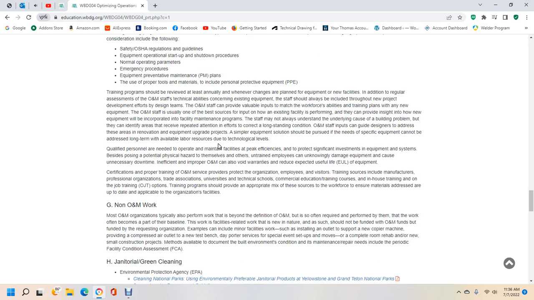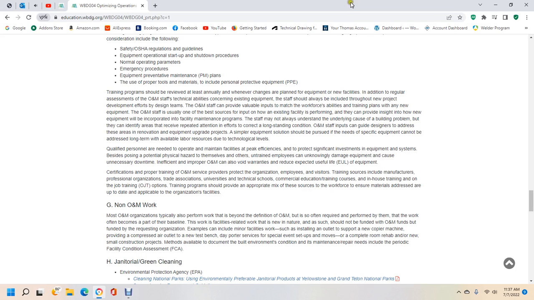Qualified personnel are needed to operate and maintain the facility at peak efficiency, which protects the significant investment in the equipment and systems. Untrained employees can unknowingly damage equipment and cause unnecessary downtime. Improper operation and maintenance can void warranties and reduce the expected useful life (EUL) of the equipment.